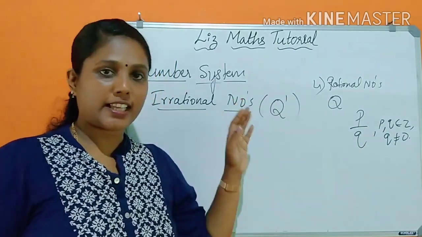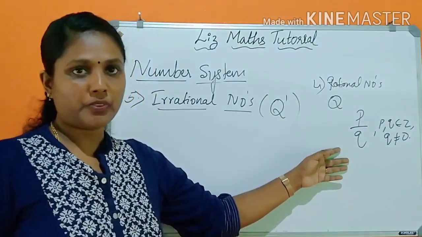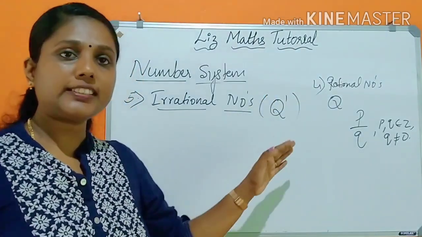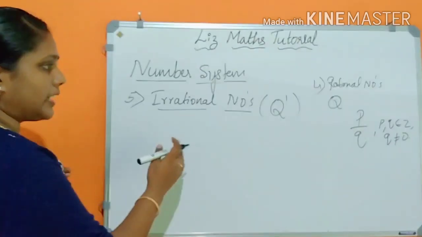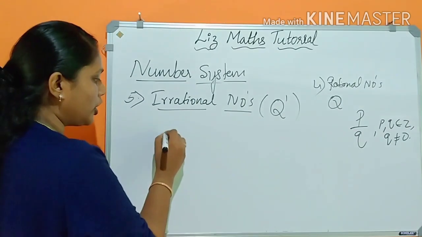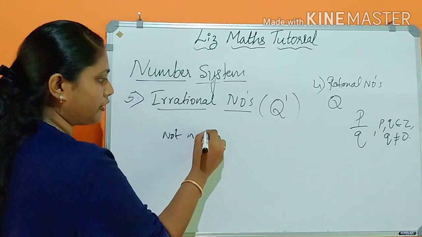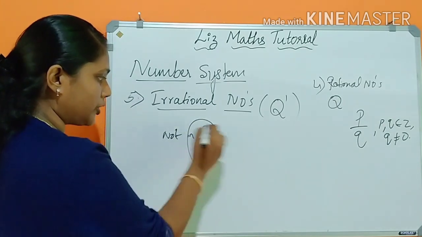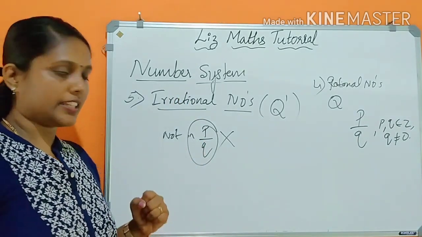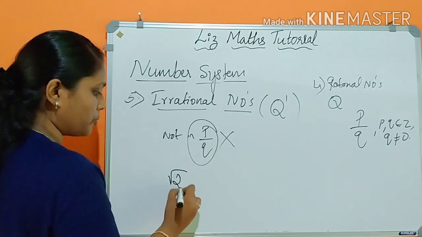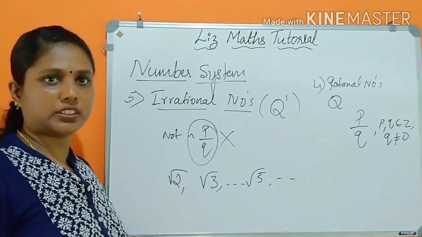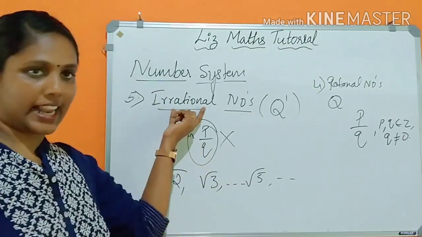The numbers which are not in the form of P by Q, where P and Q belong to Z and Q is not equal to 0, that means they should not be in the form of P by Q. That type of numbers are called irrational numbers. I can give examples such as root 2, root 3, root 5, etc. These kinds of numbers with roots come under irrational numbers.